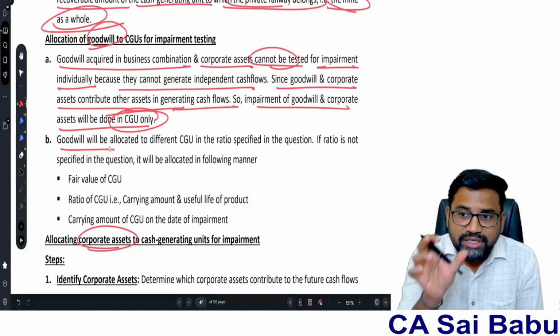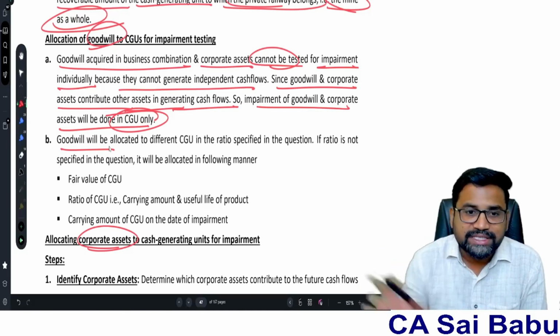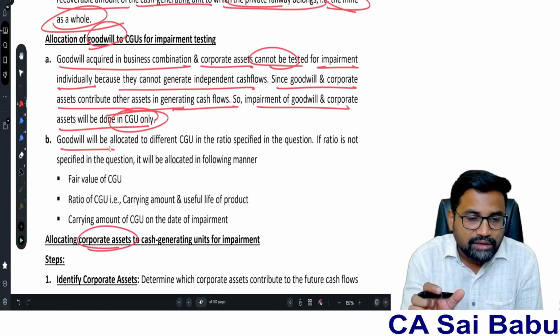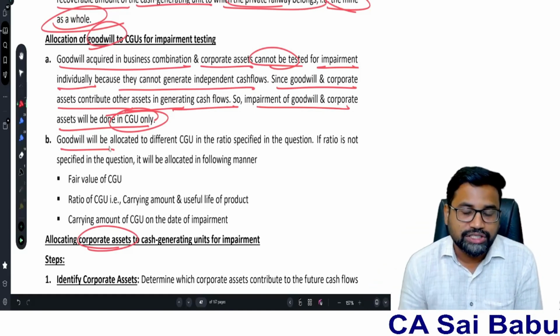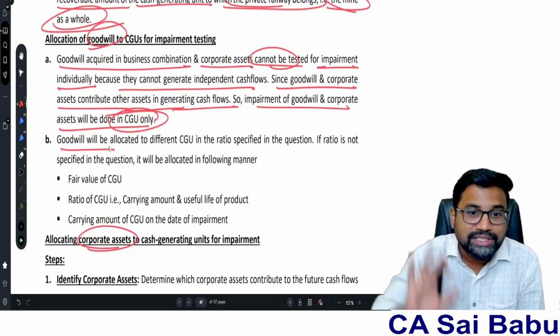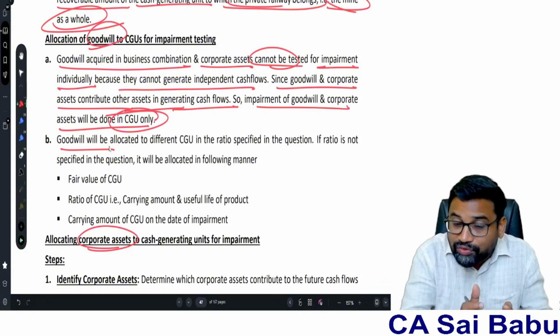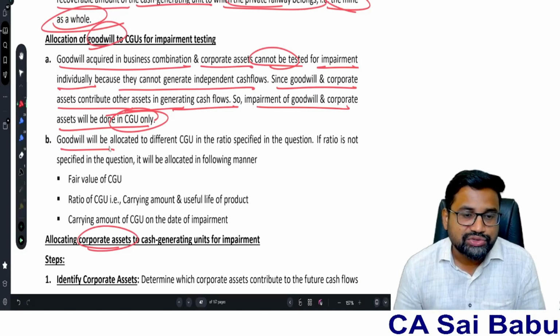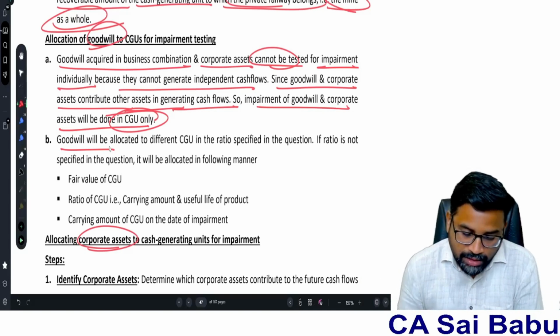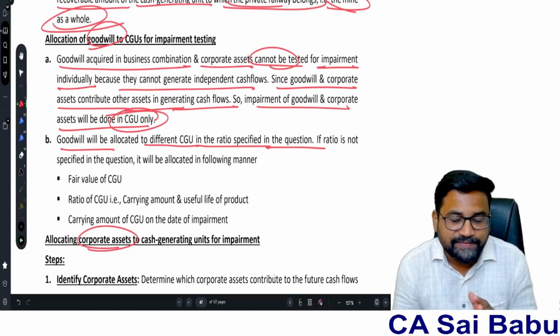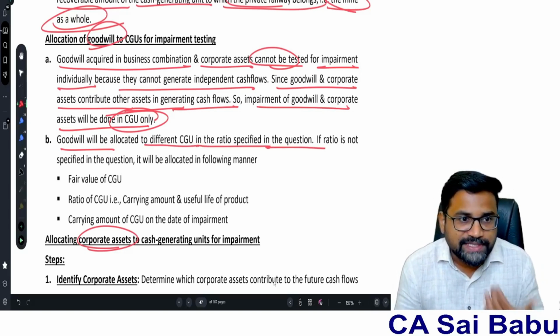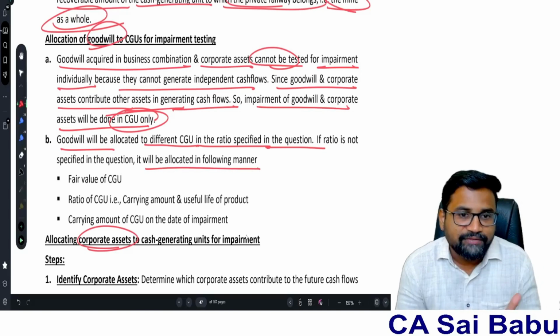What you need to do is allocate this goodwill to different CGUs. I told you, goodwill generally contributes to the overall organization. Therefore, goodwill belongs to all CGUs. So whatever goodwill you have, you need to allocate between the CGUs. Sir, in what ratio? Goodwill is allocated to different CGUs in the ratio specified in the question. They will specify. Suppose the ratio is not specified, then you allocate in the following manner.